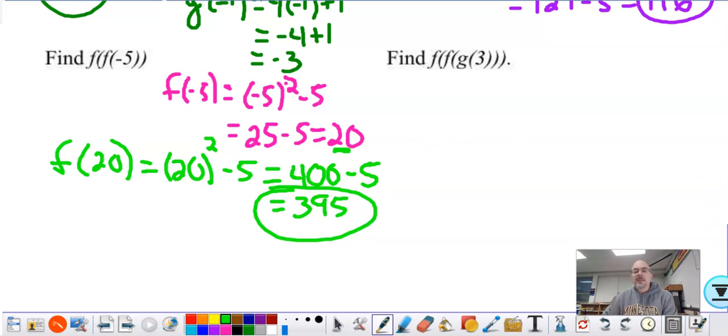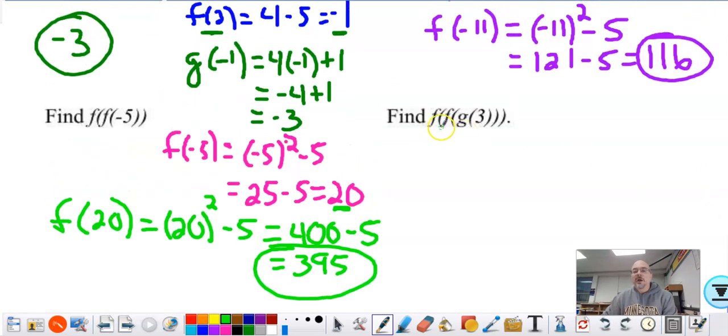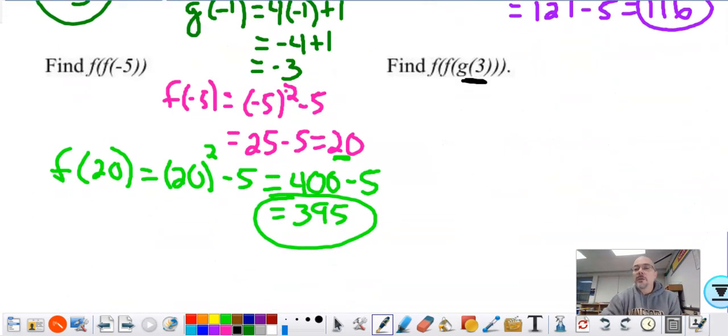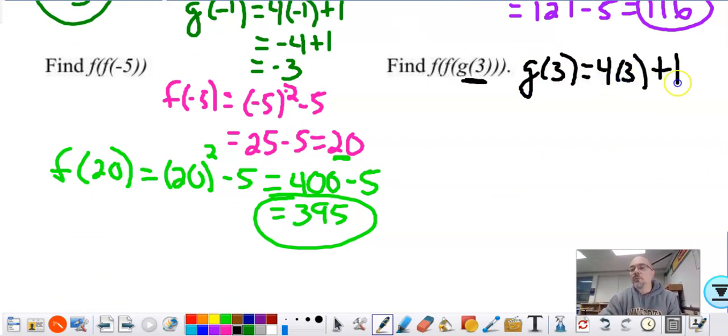Okay, now the next one, ladies and gentlemen, you'll notice that it's f of g of 3. Whoa, f of g of 3. So that means there's going to be 3 substitutions here. So we're going to start on the inner part. So let's start with the g of 3. All right, and again, I'm going to go back up and all right, so g of 3, so I'm going to plug 3 into that. So g of 3 is going to equal 4 times 3 plus 1. And it looks like g of 3 is going to be 12 plus 1, or 13. All right, so that's the first one.